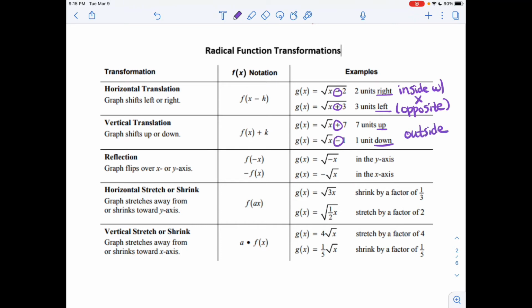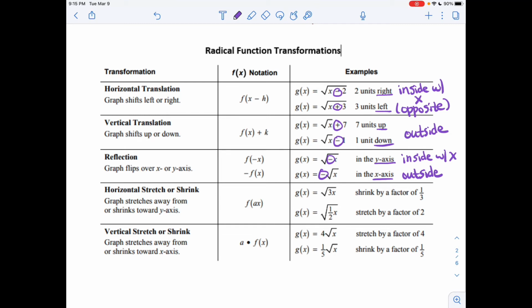Reflections work the same as they have before. If you see a negative sign inside the radical, then that's a reflection in the y-axis. And that happens inside with x. If you see a negative sign outside, that is an x-axis reflection. So we are affecting the y values. Anything that was positive y becomes negative y, and vice versa. And that happens outside. So remember that a negative sign is separate than a number that might be behind the negative sign.